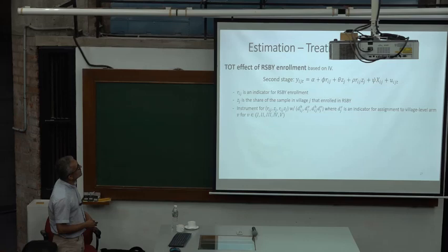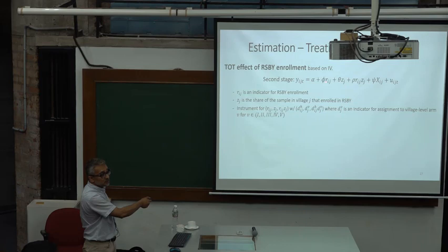TOT, so now you're looking at outcome regressed on whether or not your household enrolls, the fraction of the households in the village that enroll, and then the interaction between whether your household enrolls and the fraction of the village that's enrolling. Okay, so those are these two terms.